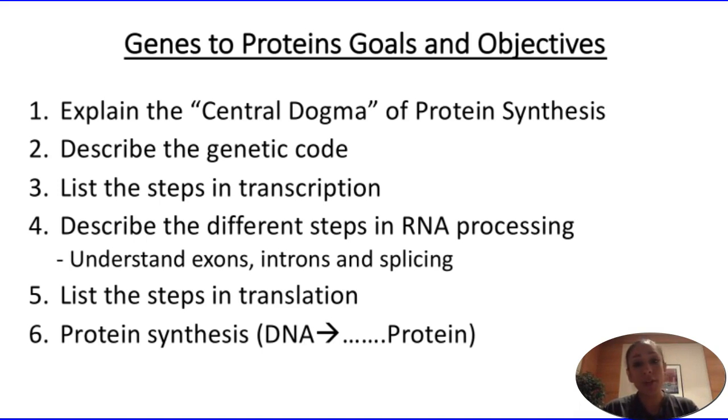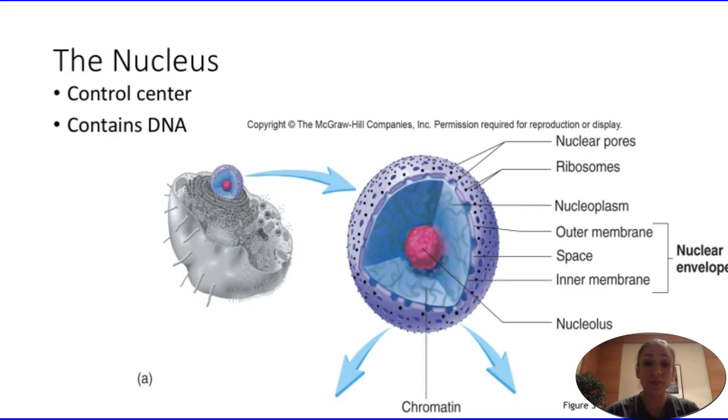Some goals and objectives we're going to be covering during this lecture are: number 1, explaining what the central dogma of protein synthesis is. Number 2, describing the genetic code itself. Number 3, listing the steps in transcription. We're also going to describe the different steps in RNA processing. And last but not least, we're going to list the steps in translation. Okay, so there's transcription, RNA processing, and translation. The last thing is we're going to connect all of these different steps so we can understand how proteins are actually made from DNA itself.